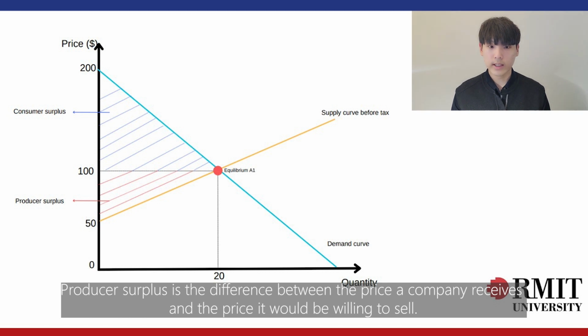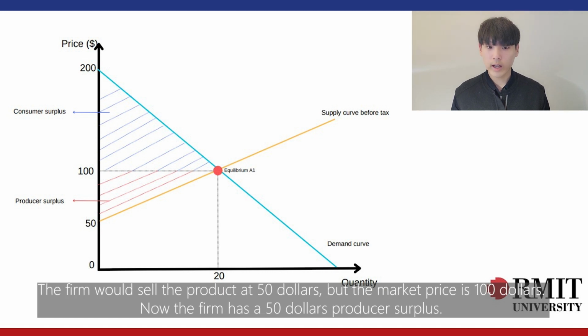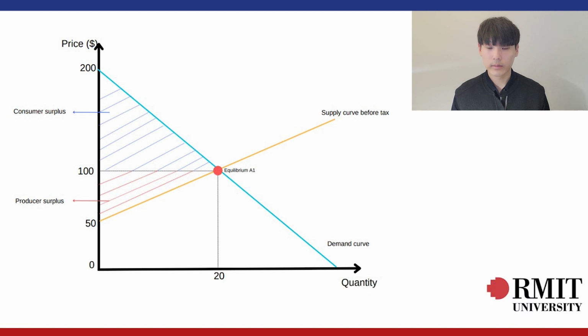Producer surplus is the difference between the price a company receives and the price it would be willing to sell. The firm would sell the product at $50, but the market price is $100. Now the firm has a $50 producer surplus.